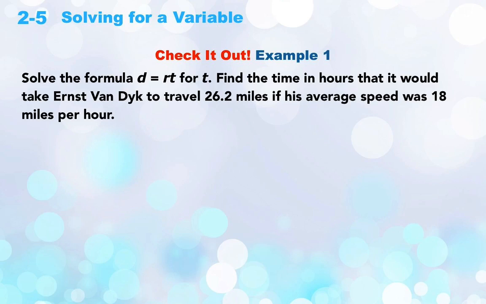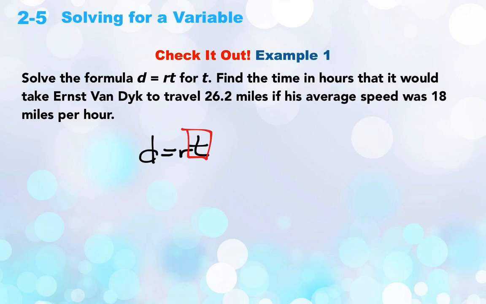So what I'm going to do is write that formula here. D equals R times T. Now again, I'm trying to find the time. That's what I'm asked to find. What is the time? So that means I'm going to be isolating that variable T. So the R has got to go. I want T by itself.